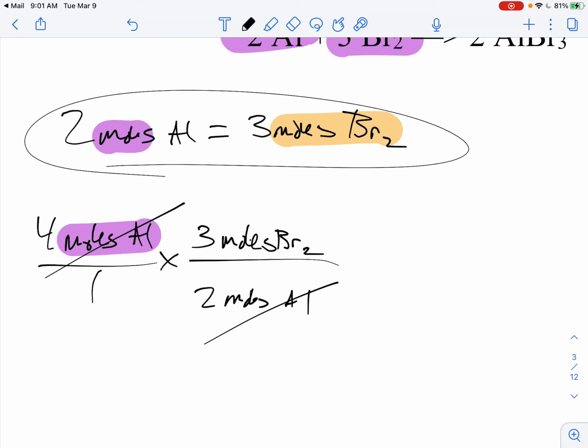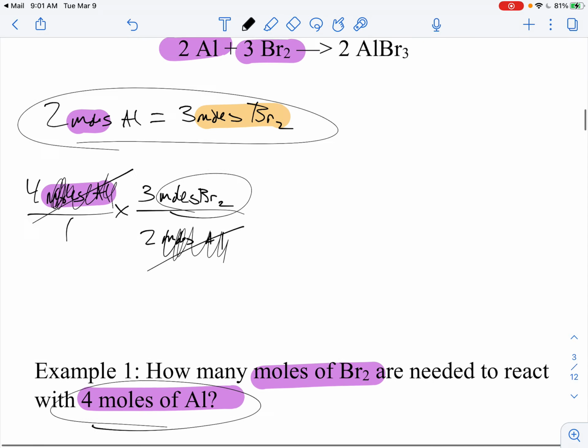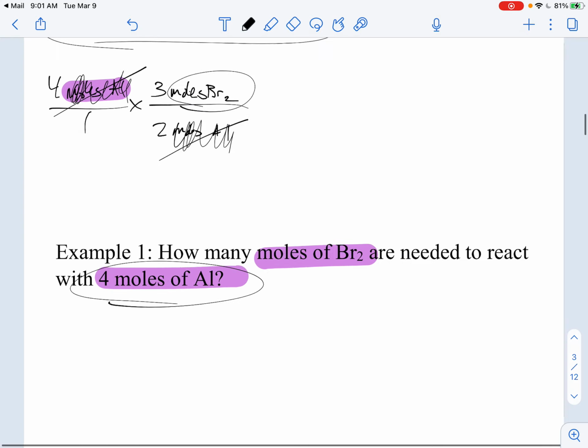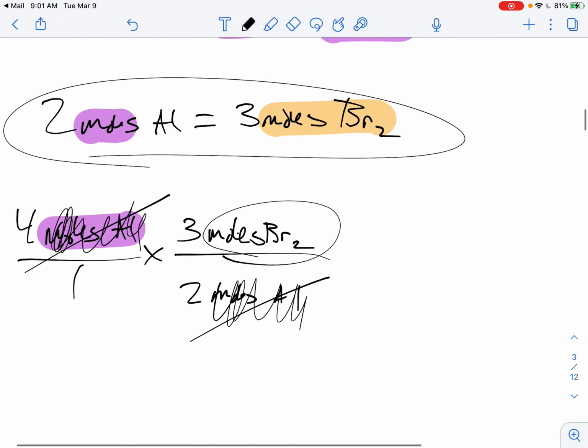And now, what do I have left? The only thing I have left after he cancels with him is moles of bromine. What do I want? I want moles of bromine, so I'm done. So it would be 4 times 3 is 12, divided by 2 is 6. So my answer would be 6 moles of my Br2.